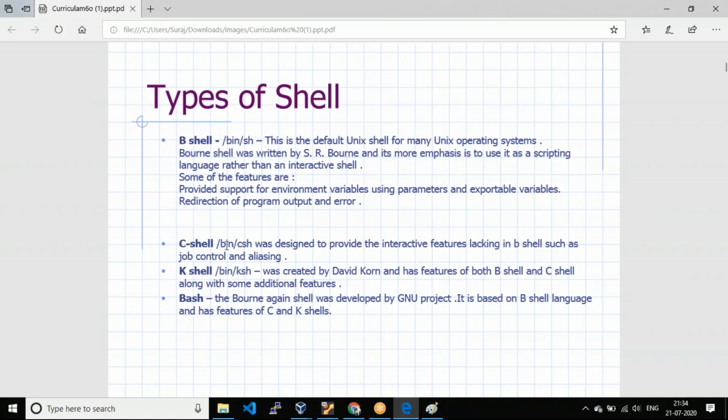So the locations will be: for the C shell, /bin/csh; for the K shell, /bin/ksh; and for bash, the location will be /bin/bash.